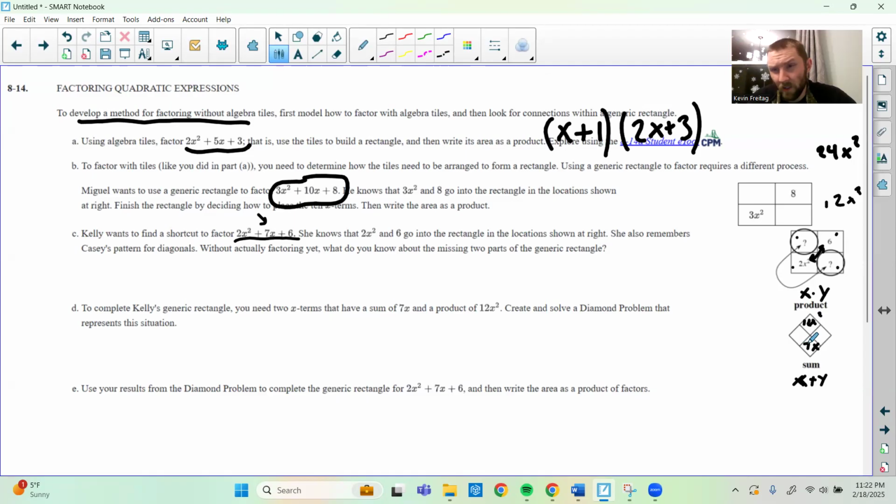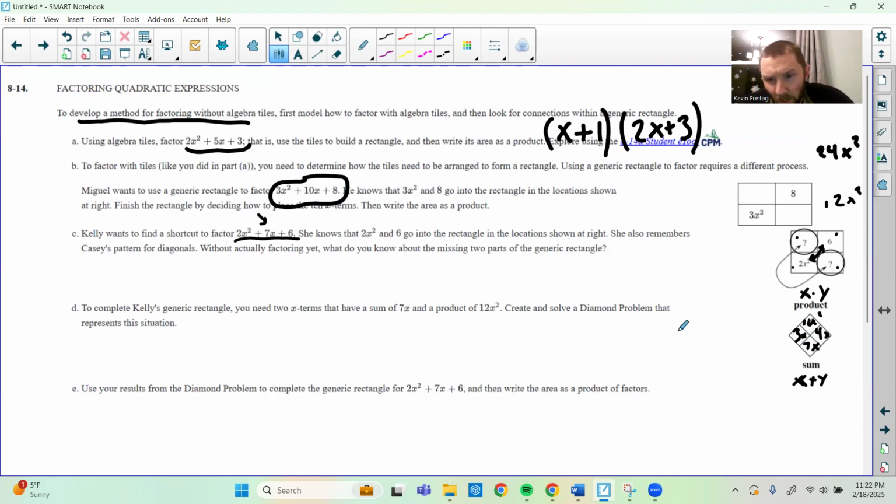Well, you can start by thinking of what numbers add to 7, and see if they multiply to 12. 1 plus 6, 1 times 6 is 6. 2 and 5, 2 times 5 is 10. 3 plus 4 is 7, and 3 times 4 is 12. There are the ones I want. So in my diamond problem, I would have 3x and 4x.